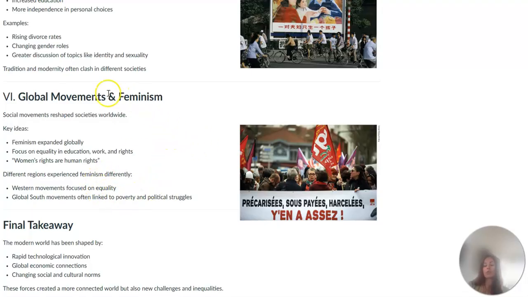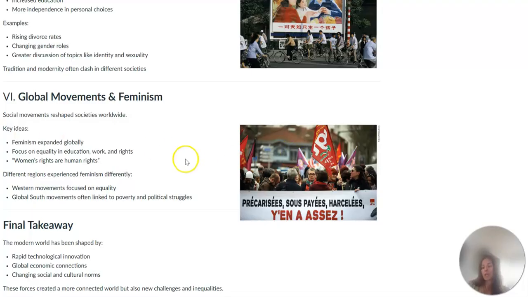As you're reading through chapter 22, try to see if you can connect everything together. Technology made global connections possible, globalization linked economies and societies, economic changes reshaped work and inequality, social changes transformed families and identities, and global movements pushed for rights and equality. These are not separate stories, they're all connected to one another. For example, technology enables globalization. Globalization leads to changes in economies. Economic change leads to reshaping society because we now have more time and we can think about what we can do to make our society better now that we are economically stable. Those social changes are going to lead to new movements.